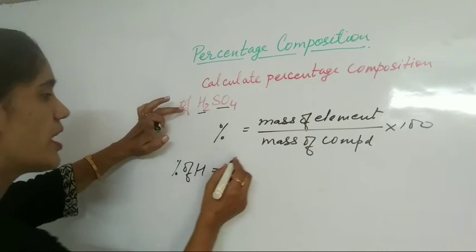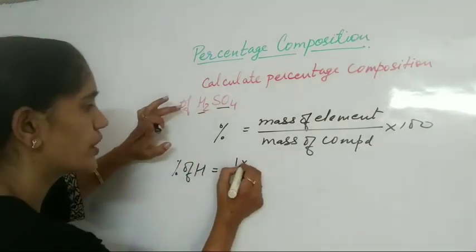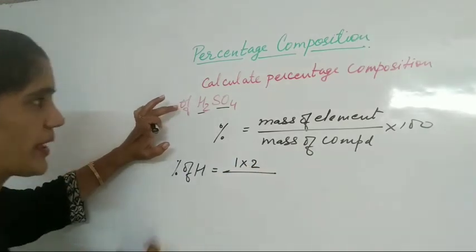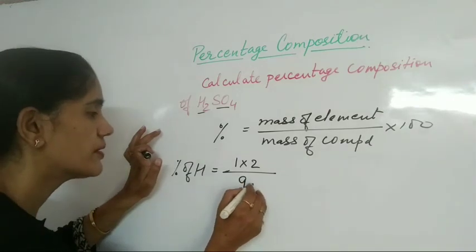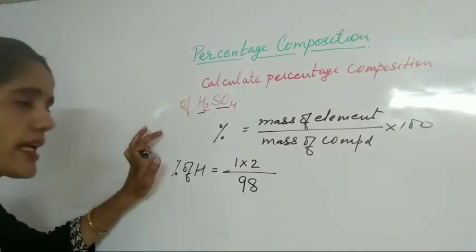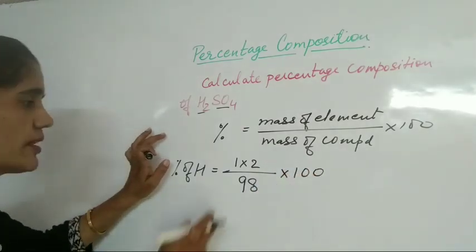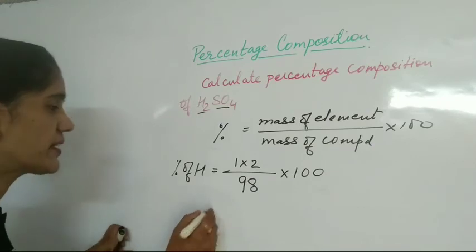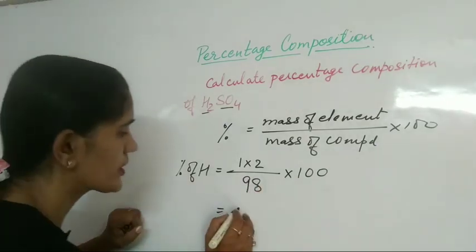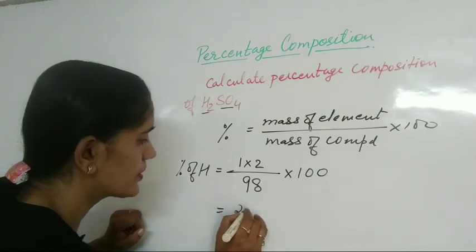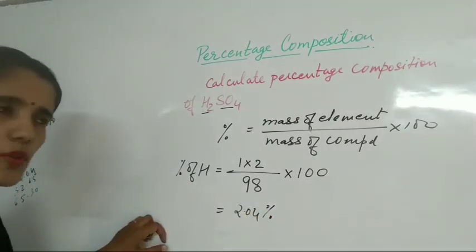Mass of element: the mass of hydrogen is 1. How many atoms are there? 2. So 1 into 2 divided by the mass of compound. Just now we calculated the mass of H2SO4 is 98, into 100. When we simplify it, we get the percentage of hydrogen, approximately 2.04. So the percentage of hydrogen is 2.04.